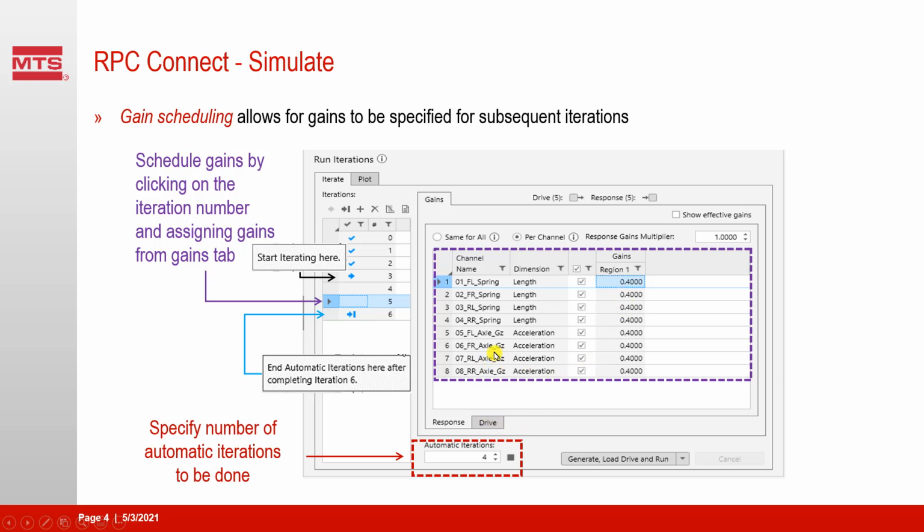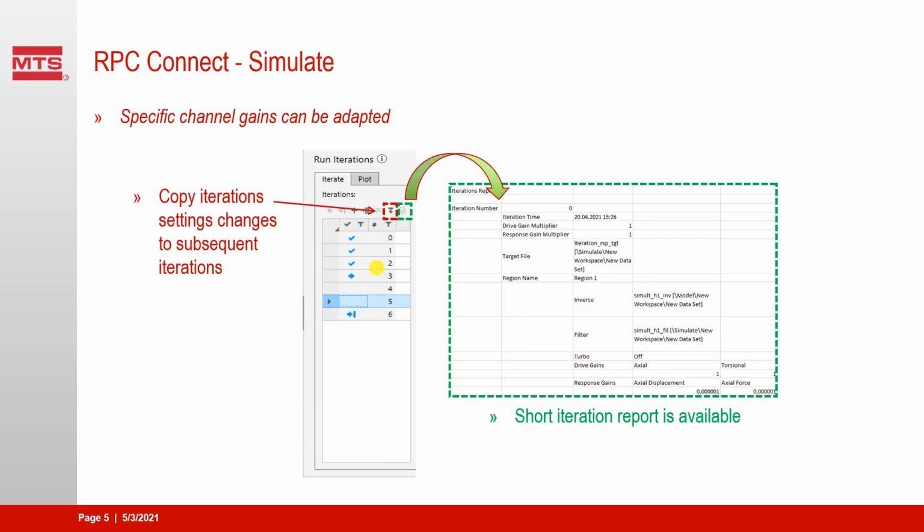But in advance, for the so-called scheduled iterations, you see popping up numbers here. So this time, we have 7 iteration steps, starting from 0, ending at 6. And these 6 iteration steps can be used to predefine your iteration strategy. And this is what we want to show you in the RPC Connect software in a second.